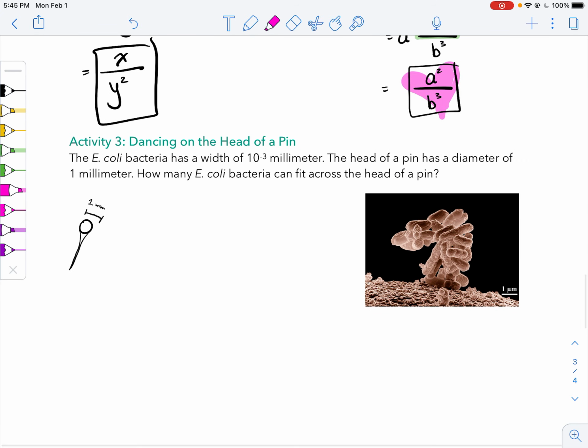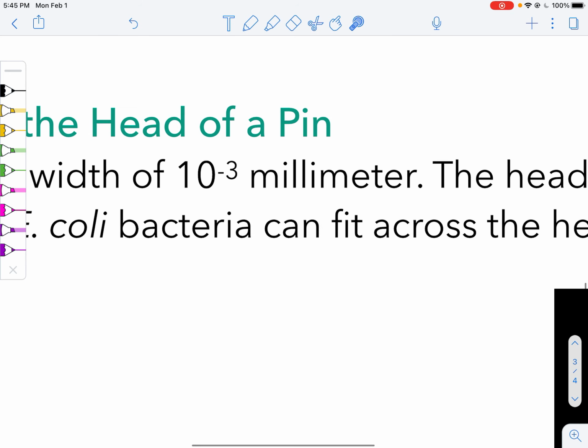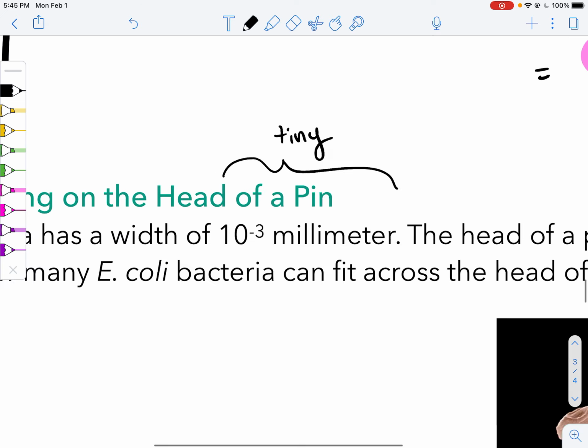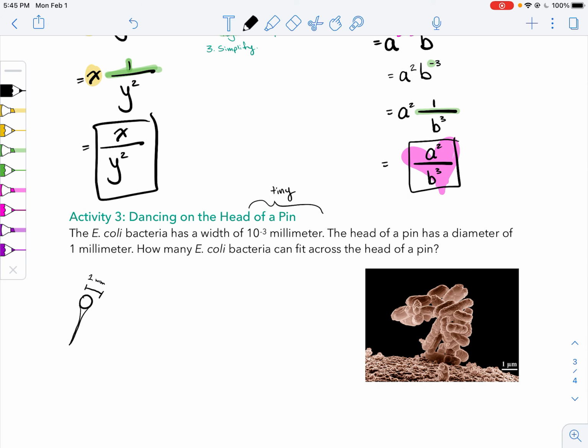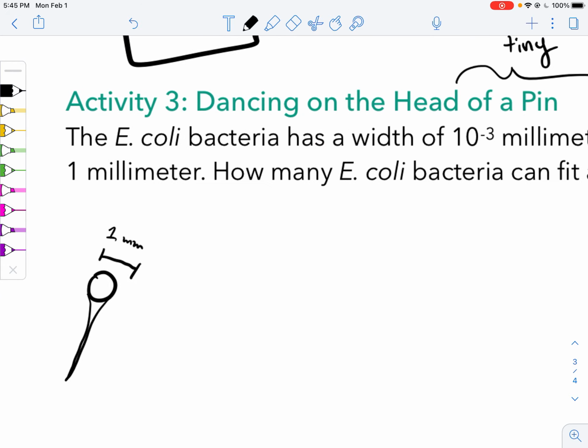Okay, that's cool. But we need to represent this in a normal number, like for normal people to read. Because who understands what that means? Anyway, so you've got this bacteria, and it has a width of 10 to the negative 3rd power of a millimeter. So in normal people language, that means it's tiny. The head of a pin, for reference, has a diameter of 1 millimeter.